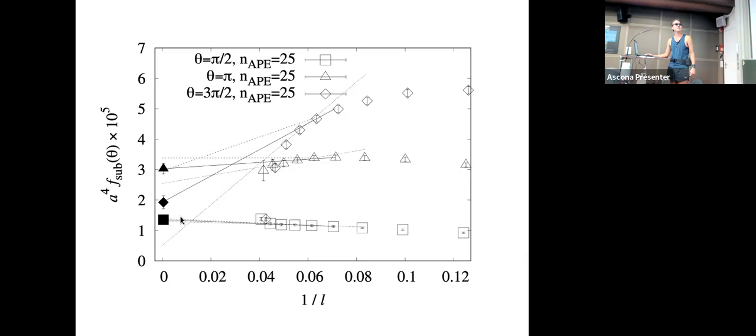So this is theta equals pi over two. Theta equals pi is not too bad. There are some error bars depending on how you fit. We tentatively put some systematic error. And for theta equals three pi over two, the error is actually pretty large. So this is probably borderline and then probably no longer trustable. So that's the type of analysis we do.